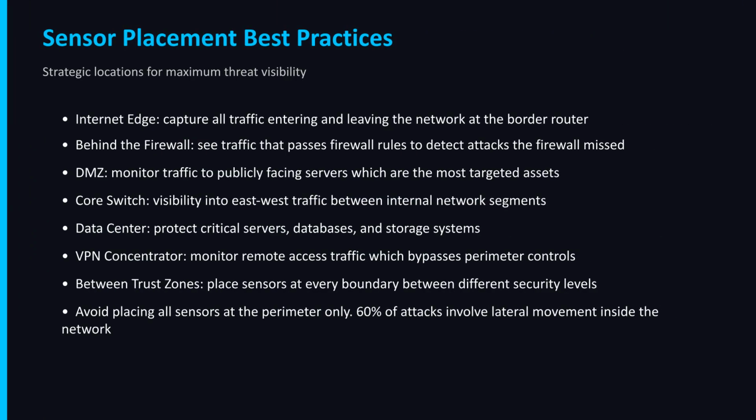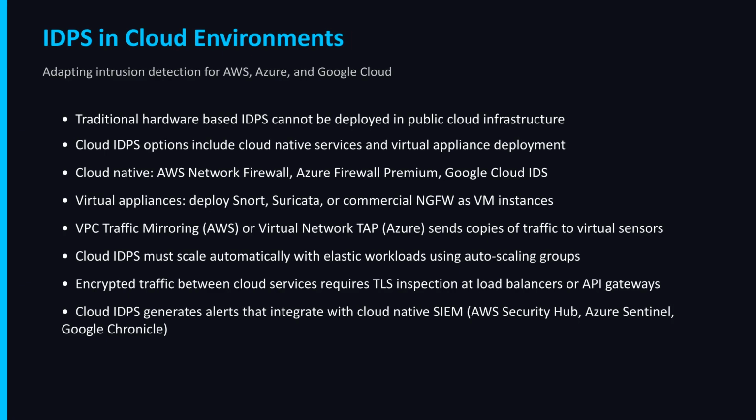Effective sensor placement is a best practice. Ensure coverage at the internet edge, behind firewalls, and within your core switches and data centers. Don't rely solely on the perimeter. Many modern threats move laterally inside the network. In cloud environments, traditional hardware won't work. You need cloud-native services or virtual appliances that can scale automatically.